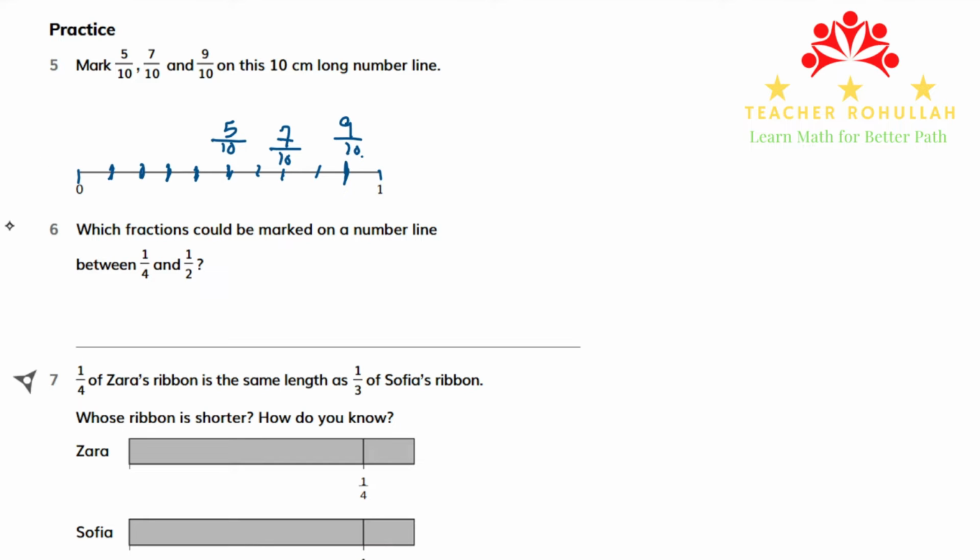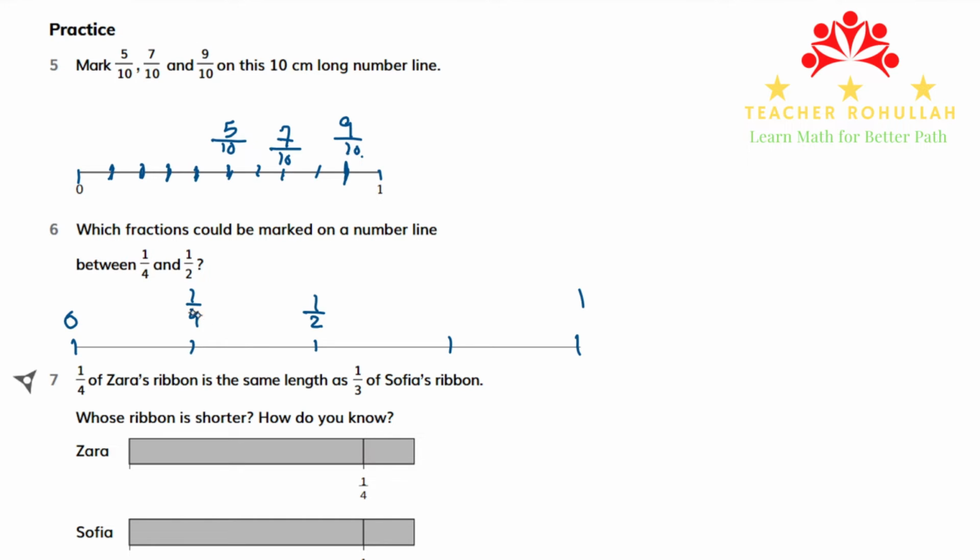Let's move to question 6. In question 6, it says, which fractions could be marked on a number line between 1/4 and 1/2? If, for example, this is the number line, this point is 0, and this point is 1, 1/2 will be here, and 1/4. So in this case, we have to cut the number line into 4 equal parts. Now 1/4 is out here.